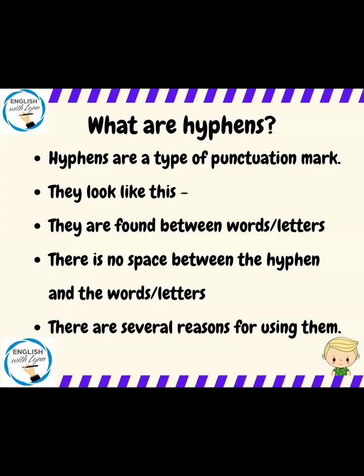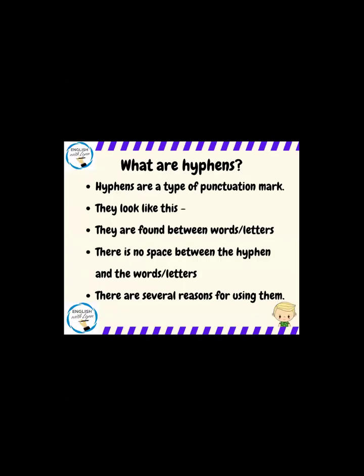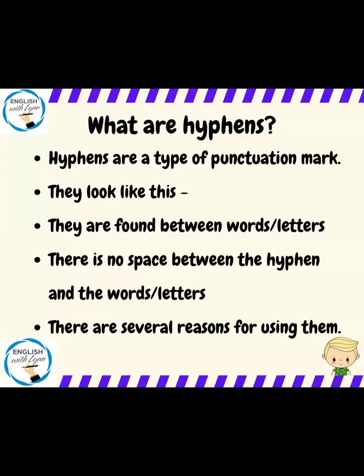it looks like a tiny little line. And that tiny little line is used between either words or between letters. And when you use a hyphen, there is no space between the hyphen and the words or letters. And some of you will be familiar with dashes. Now, hyphens look very similar to dashes. The key difference is the length. A hyphen is shorter, a dash is longer.